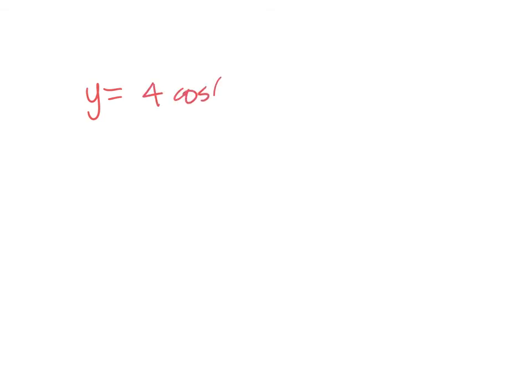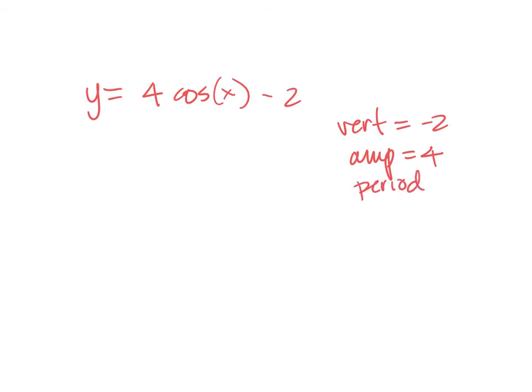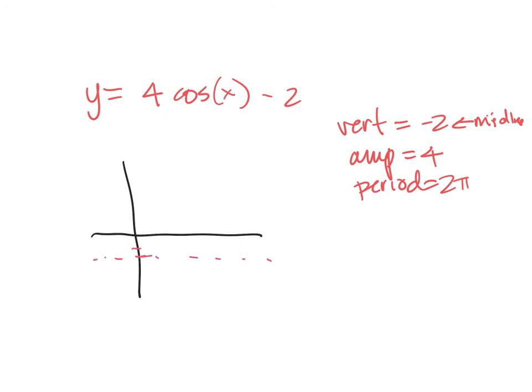Let's say we have y is equal to 4 cosine of x, and let's say we go down this time to 2. So again, our vertical shift is down 2. Our amplitude is the 4. Our period, for what we are working with, is always going to be 2 pi. Let's identify this too: that negative 2 is what we are going to call the midline. So if we have our graph, our midline is now down at negative 2. So the midline is basically the base of where you're going to be putting your points.